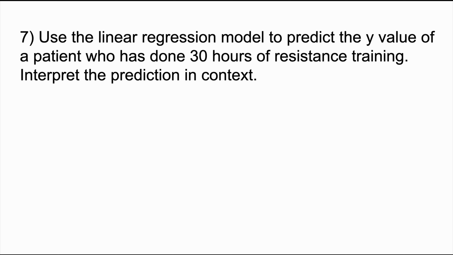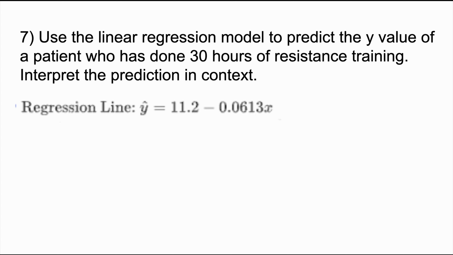Okay, now we can use our equation to predict, with the regression model, how many hospital visits someone who has done 30 hours of resistance training has. I copied this here. The resolution wasn't awesome, but I copied this. So I want to figure out 30. For this X, I'm going to do 30 times 0.0613 and subtract that from 11.2. I used a calculator and I got 9.361.